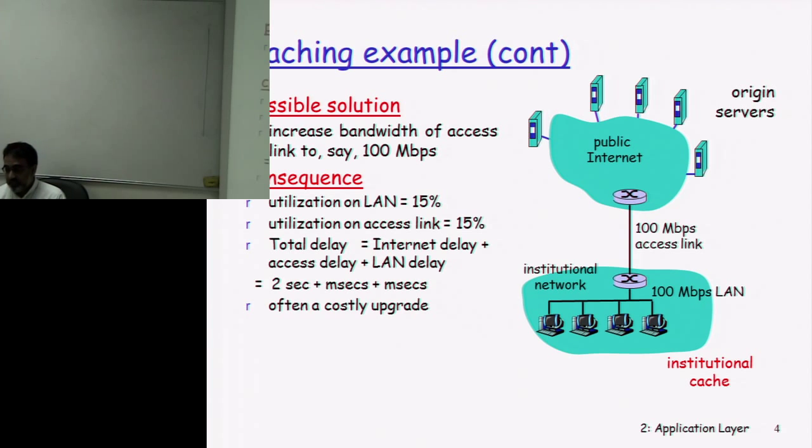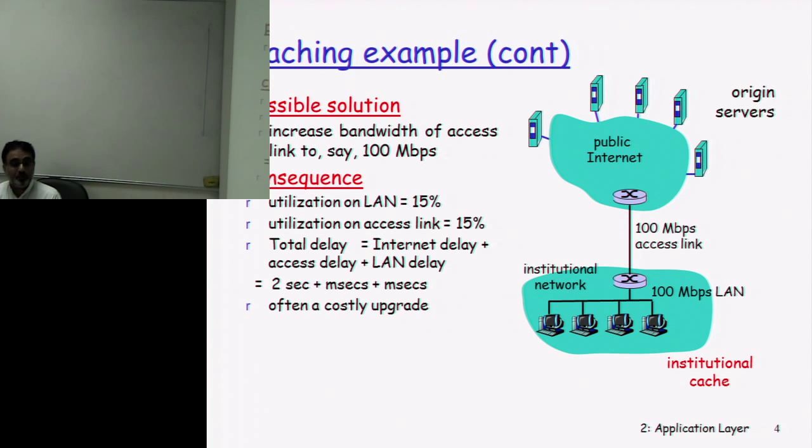Clear? So in this case you will face a less total delay as compared to the previous scenario, but what is the cost you have to pay here to get 100 Mbps from your service provider? Will it be a cheap solution or costly? It will be a very costly solution.